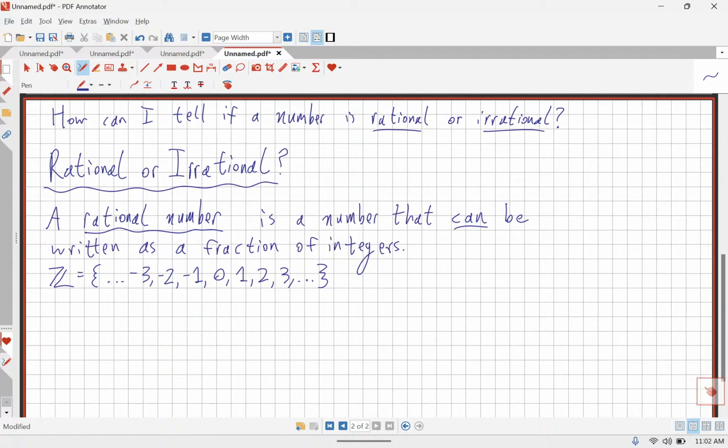Jack, give me a whole number. Okay? And then let's see here. Calvin, give me a negative whole number. There. 4 over negative 6. That's a rational number because I can write it as a fraction of integers, even if it's not reduced. If I reduced it, it would be negative 2/3. That's also a rational number.